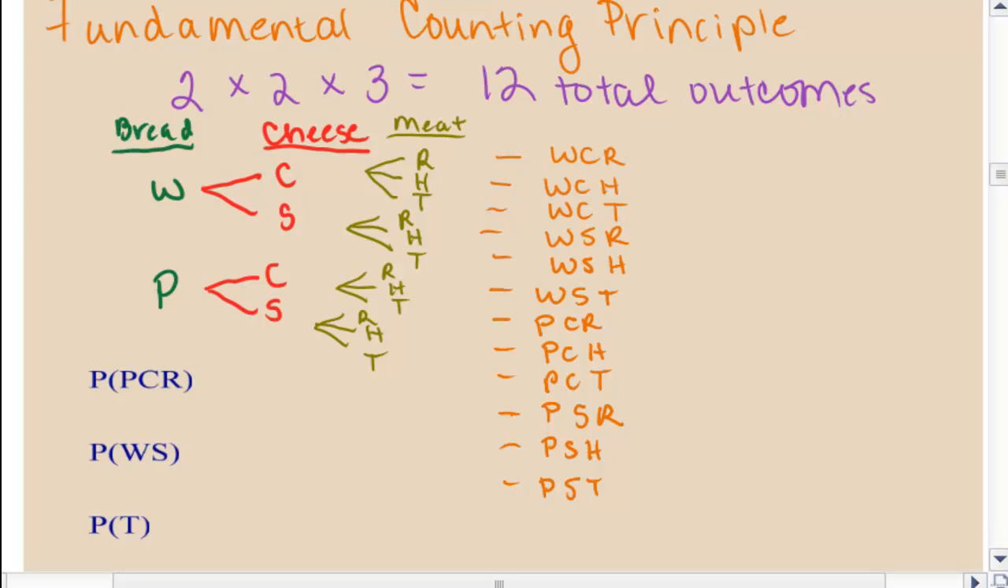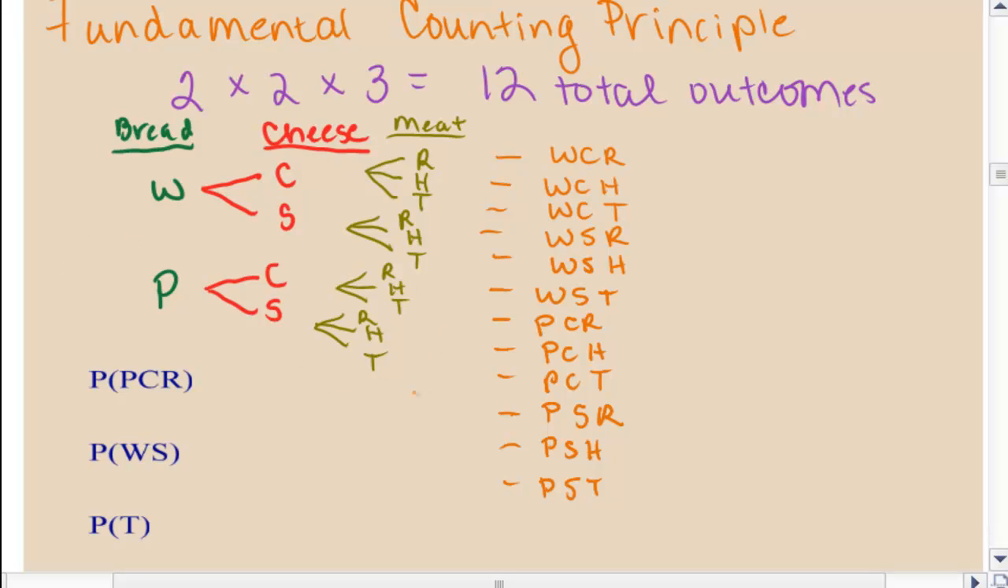Here is what my tree diagram looks like. I have my outcomes for bread in green in my first column. For cheese, I have my outcomes in the reddish column in the second column, and each outcome for cheese is branched off of each outcome for bread. And then meat, I have each outcome branched off of each outcome for cheese.